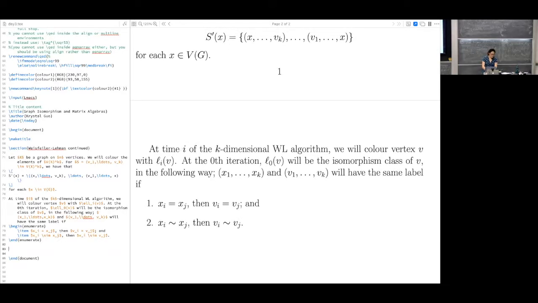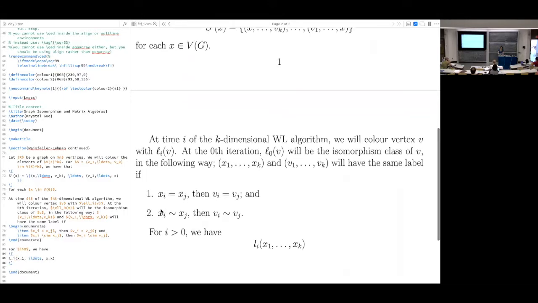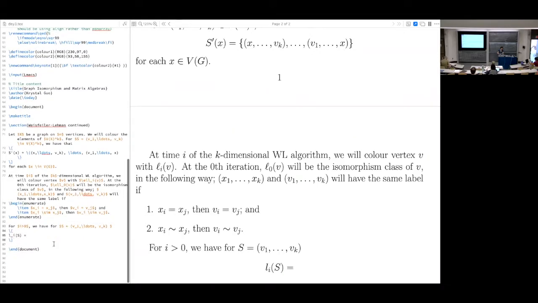So, for i greater than 0, we have L sub i of S, the tuple x1 through xk. This is the thing that needs to be colored. Okay, maybe this is a little bit inconvenient, so let's go back to this S notation. S denotes this particular tuple, and I'm going to tell you what the label of S is going to be in the next iteration. So it's going to be some set. The first coordinate is the label in the previous level.